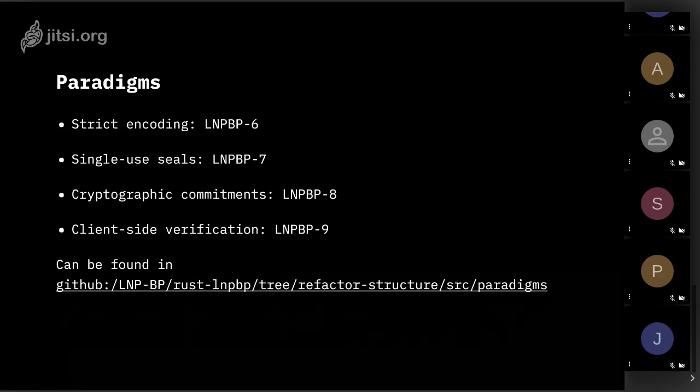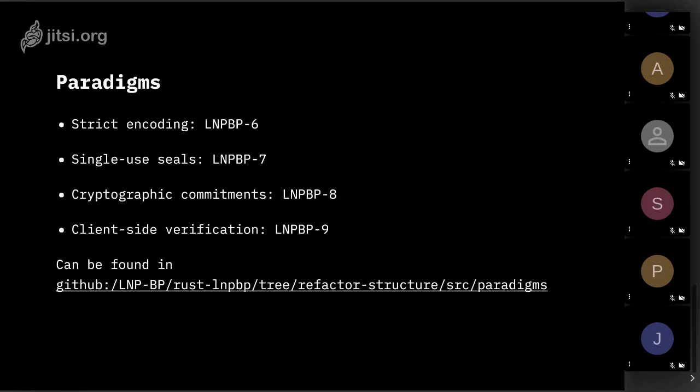The last concept is client-side validation, which, again, was created by Peter Todd, as were the other concepts, with his significant help. I'm not able to explain it in one sentence, so I will talk more about it when we get to the appropriate section of the presentation.